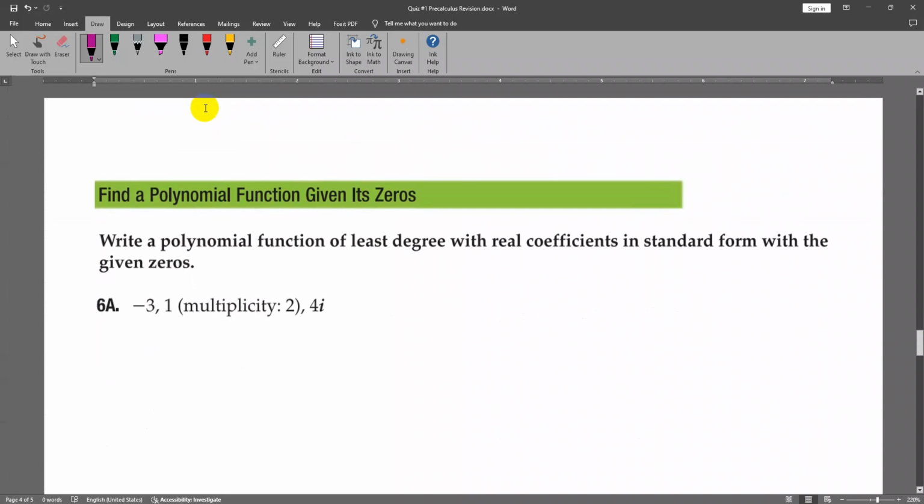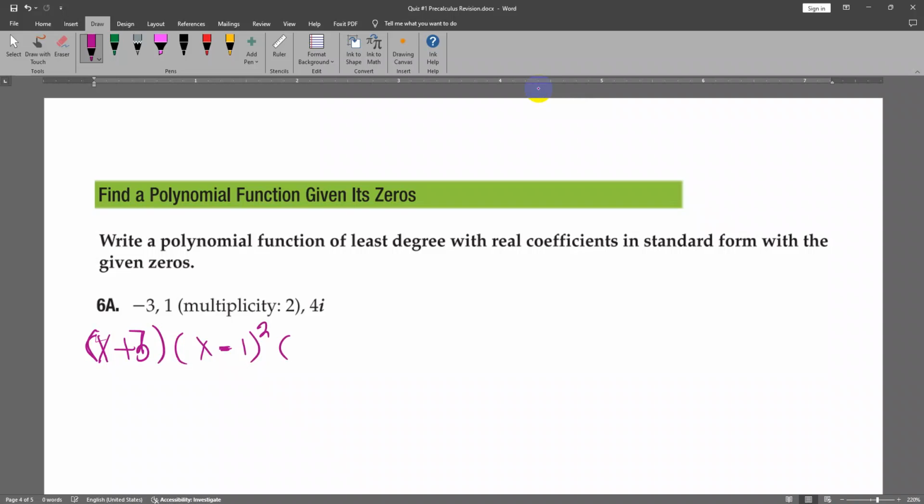Write a polynomial function of least degree with real coefficients in standard form for the given zeros. Okay, let's start with the zeros. The zero is -3, so we have x plus 3. The zero is 1, so we have x minus 1, and the multiplicity is 2, so we'll make it power 2.